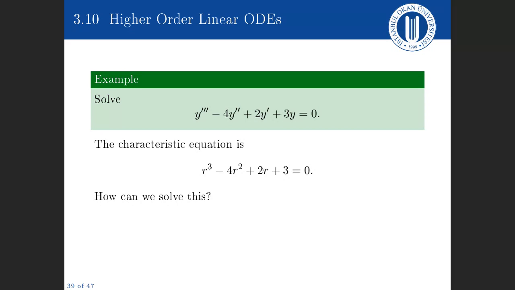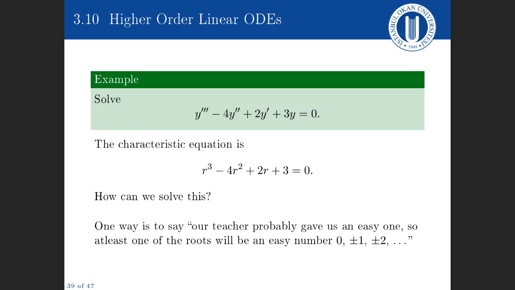Solve y triple prime minus 4y double prime plus 2y prime plus 3y is equal to 0. For this differential equation, the characteristic equation is r cubed minus 4r squared plus 2r plus 3 is equal to 0. How can we solve this characteristic equation? How can we solve a third or higher order characteristic equation?